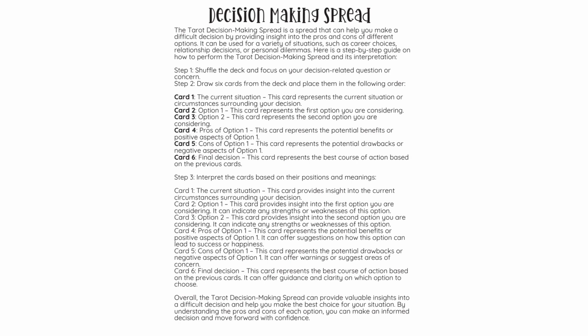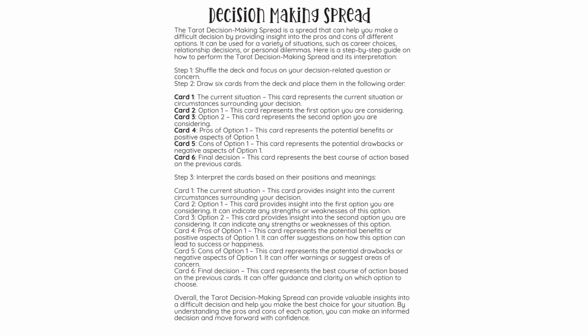Step 1. Shuffle the deck and focus on your decision-related question or concern. Step 2. Draw 6 cards from the deck and place them in the following order. Card 1. The Current Situation. This card represents the current situation or circumstances surrounding your decision. Card 2. Option 1. This card represents the first option you are considering. Card 3. Option 2. This card represents the second option you are considering.